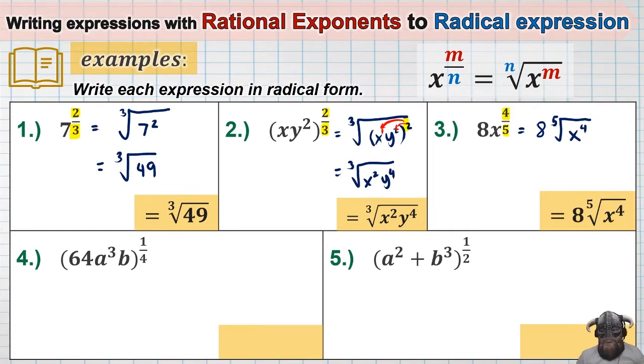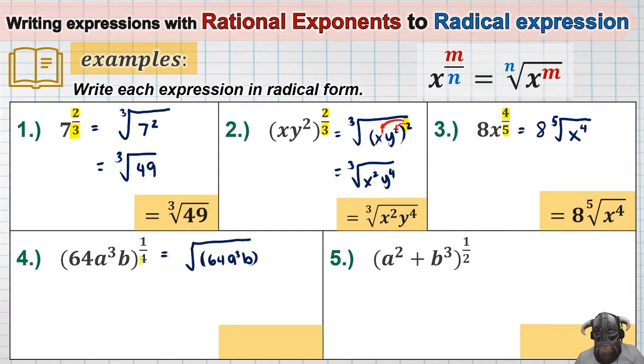Okay, let's proceed to number 4. We have the given 64 times a cubed times b, quantity raised to 1 over 4 or 1/4. So once again, ganun pa rin yung process na gagawin natin. First, you write the radical sign. Second is to copy the base inside as our radicand. So we have 64 times a raised to 3 times b, and then enclose nyo muna siya ng ating parentheses.